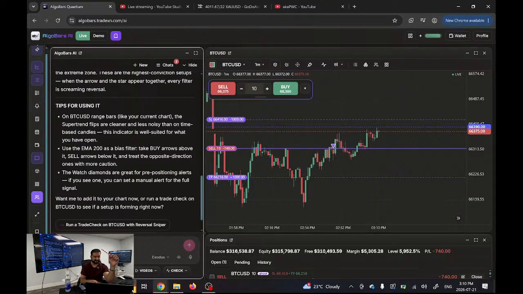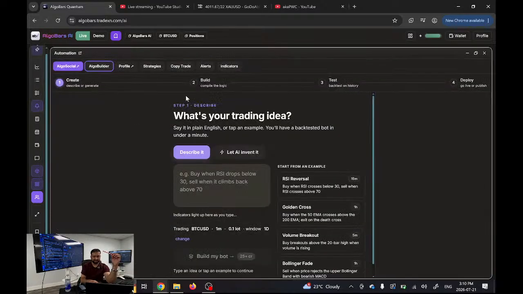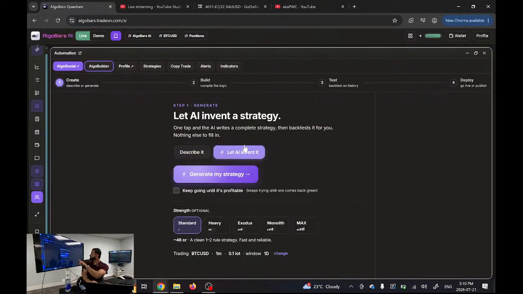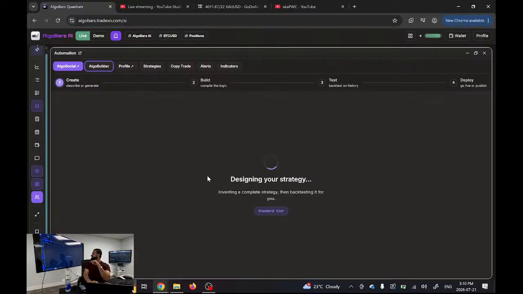And then the next thing that I want to show you guys is actually pretty crazy. Let's say you don't even know how to trade. You don't even want to trade, but you want to make money in the markets. Here's what you can do. If you go to AlgoBars and then go to the Algo Builder, click Let AI Invent It, click Generate My Strategy, and look at this. This is something that's never been done before. We're the only platform that has this.